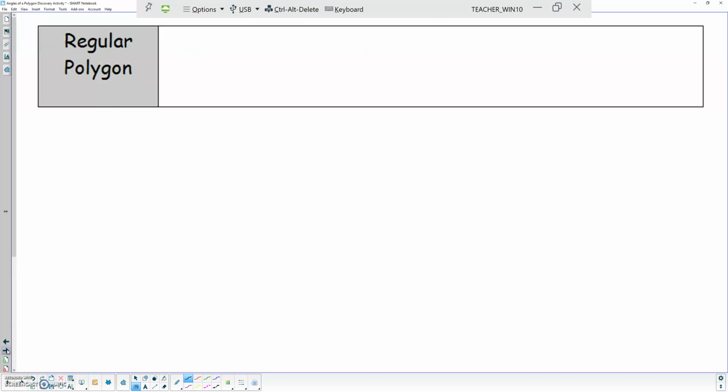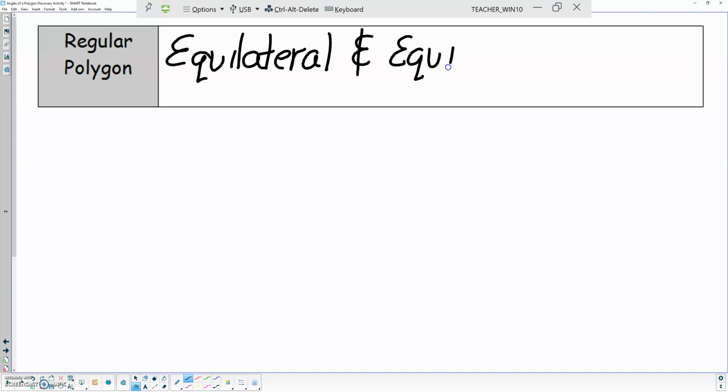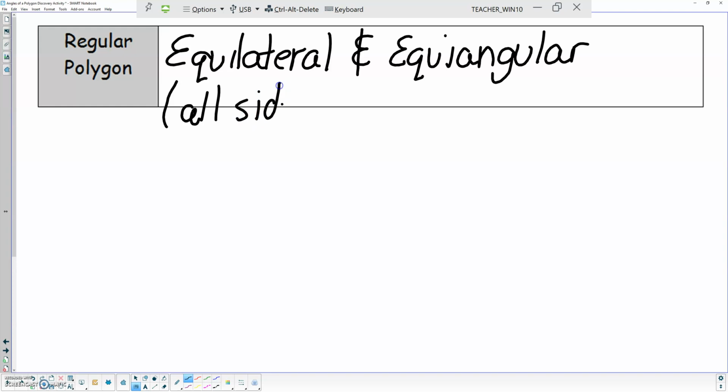Okay, so first we want to define a regular polygon. A regular polygon is a polygon that's both equilateral and equiangular. Equilateral means all sides congruent, and equiangular means all angles congruent.